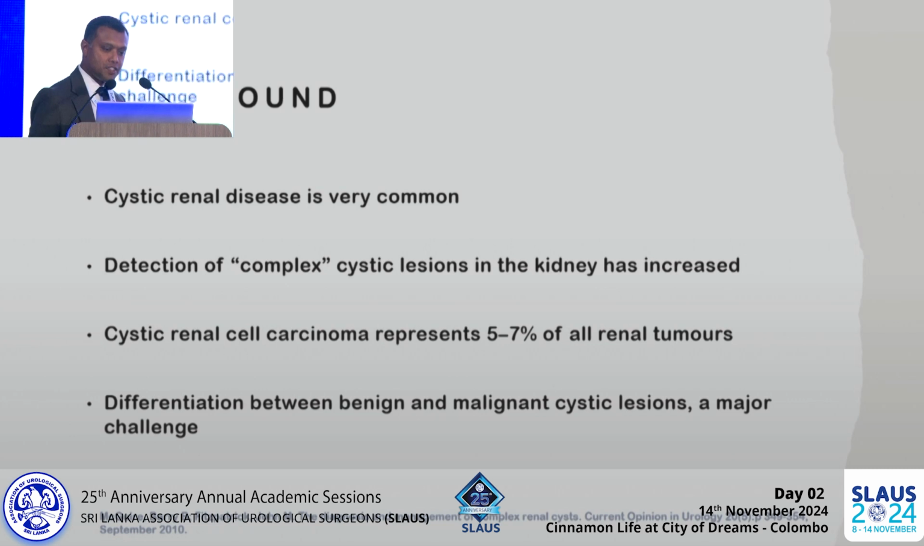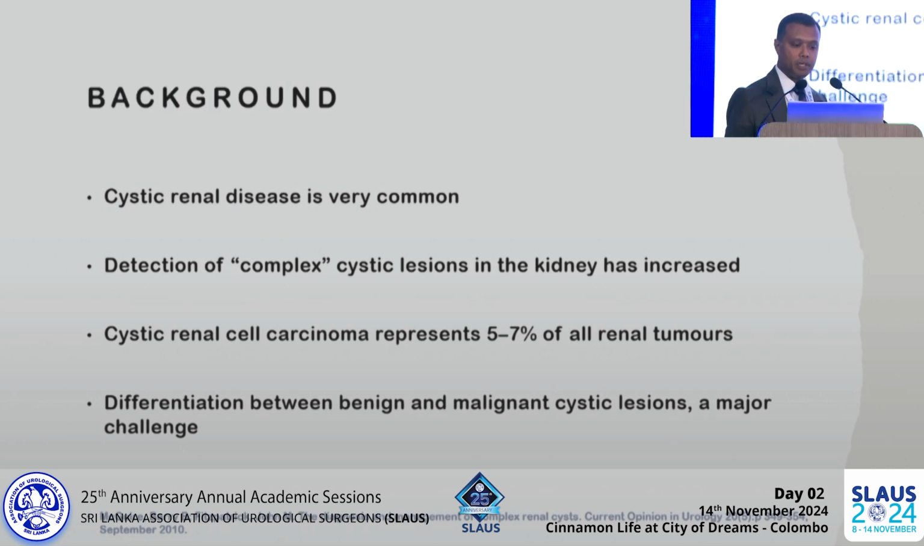As we are all aware, cystic disease of the kidneys is pretty common. The detection of complex renal cysts has increased over the past 2 decades, I would say, due to frequent use of cross-sectional imaging. Out of all the cystic lesions, we know cystic renal cell carcinoma represents 5 to 7% of the tumors. The difficult part is differentiation between benign and malignant lesions. It remains a major challenge for the radiologists and for the urologists to deal with.